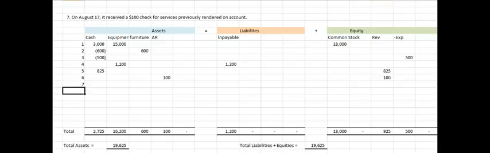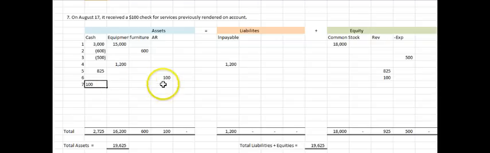Transaction 7. On August 17th, it received a $100 check for services previously rendered on account. So what's happening here? We received a $100 check for what? We received a $100 check for services previously rendered. Well, did we provide services previously? Sure we did. We had $100 that we were waiting to receive from customers. Well, guess what? That customer just paid us $100. So what are the two accounts affected? Accounts receivable and cash. So we're going to increase cash by 100 because we just received a check.